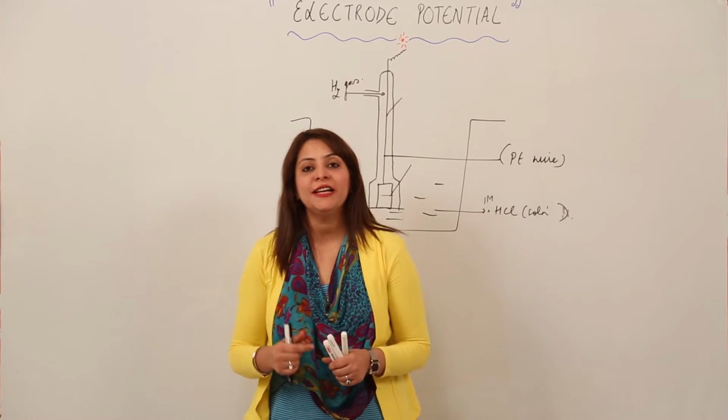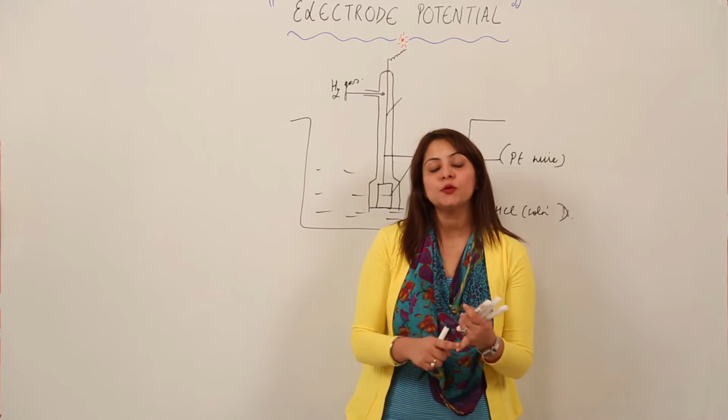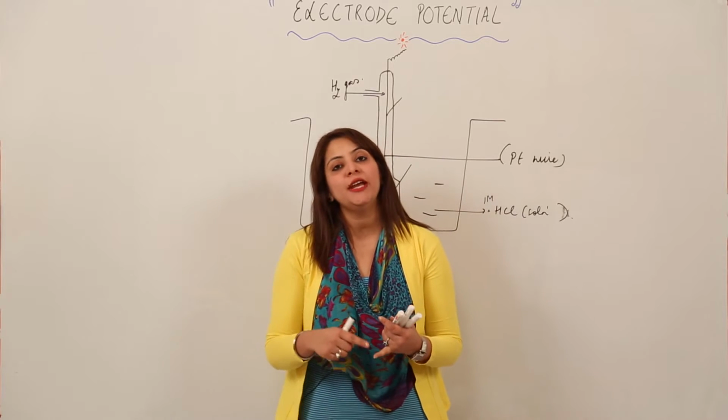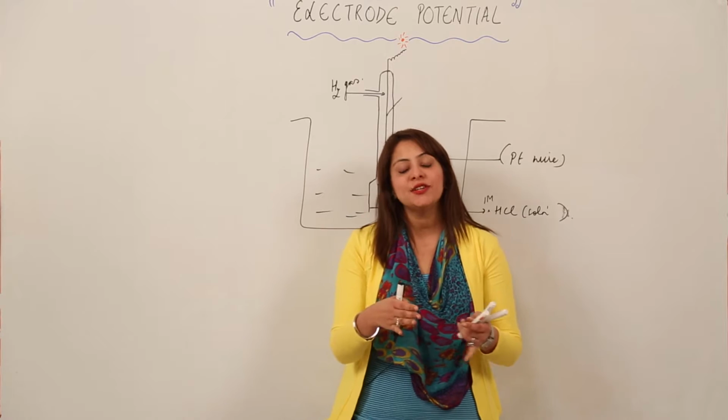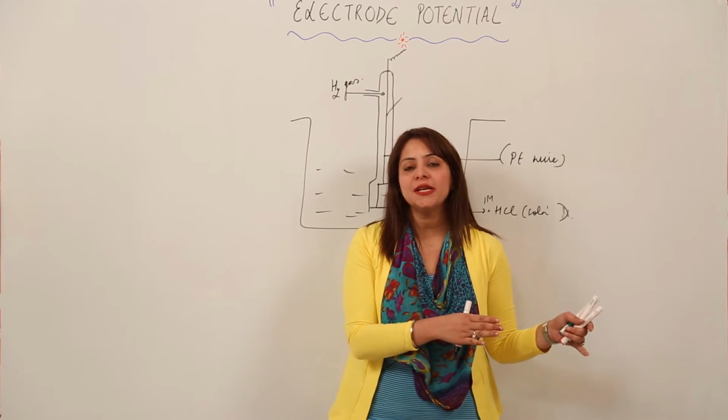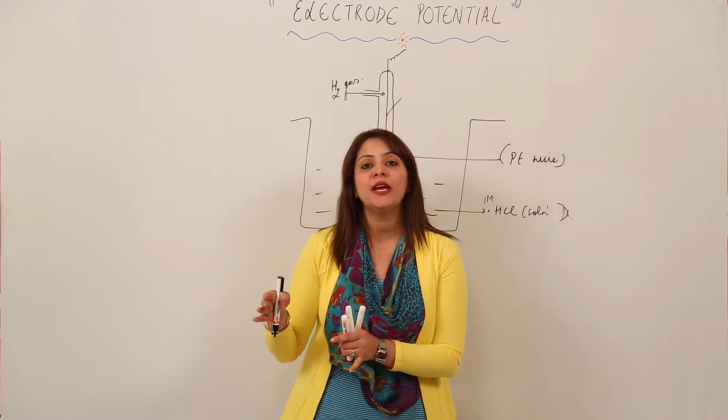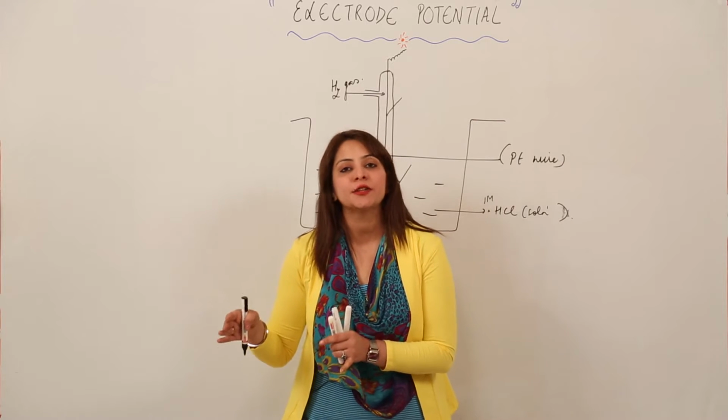As you are familiar with the electrode potential now, you know that the tendency of an electrode to gain or lose electrons is electrode potential, right? The one which has a tendency to lose is oxidation electrode potential, and the other which has a tendency to gain electrons means the reduction electrode potential.